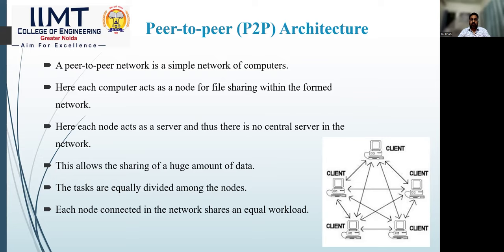A P2P network is a very simple network of computing nodes. Here, each computer acts as a node for resource sharing or information sharing within the network. Every node acts as a server, and thus there is no central server in this type of network. This also allows the sharing of a huge amount of data among all the nodes connected to the computer network. The tasks are equally divided among all the nodes, and each node connected in the network shares an equal workload. Here, no node can monopolize the computer network. All nodes are equal in rights. They can act as a server or a client both.